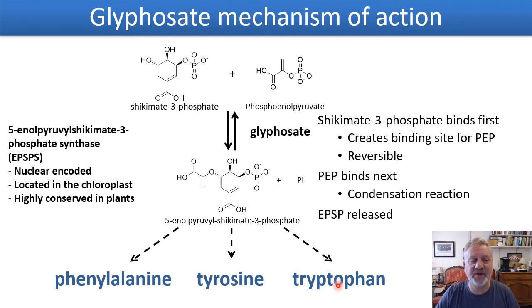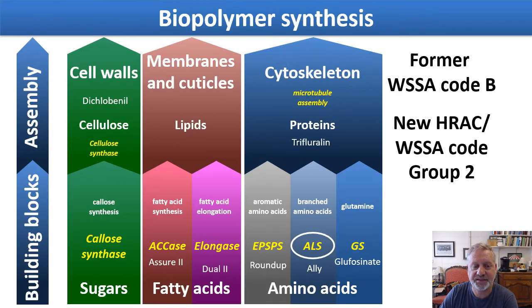That is then used to make these aromatic amino acids. Glyphosate inhibits EPSPS, the enzyme that catalyzes this reaction right here. That blocks the biosynthesis of aromatic amino acids, and that leads to slow death of plants.